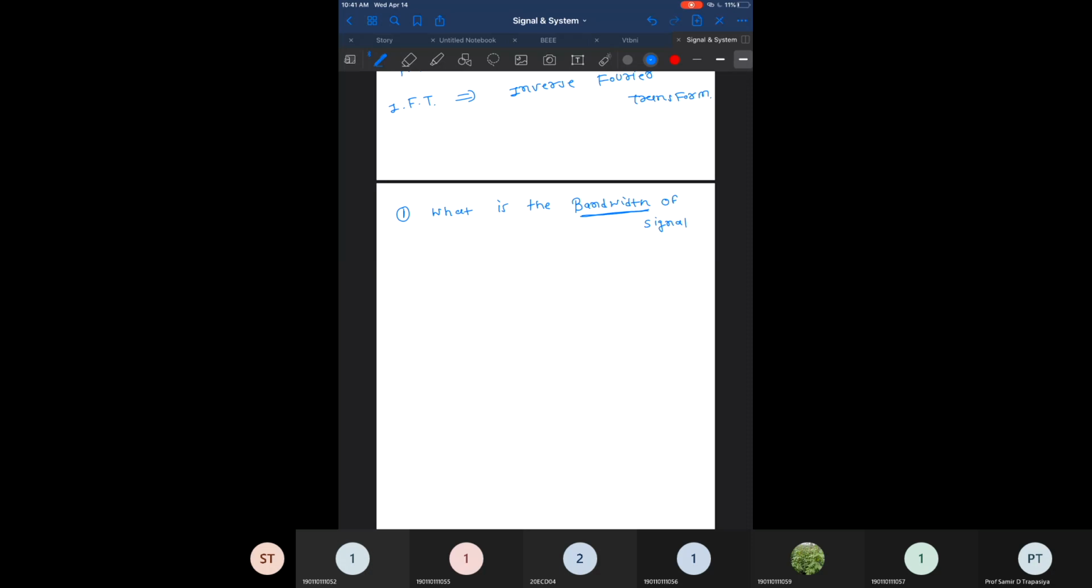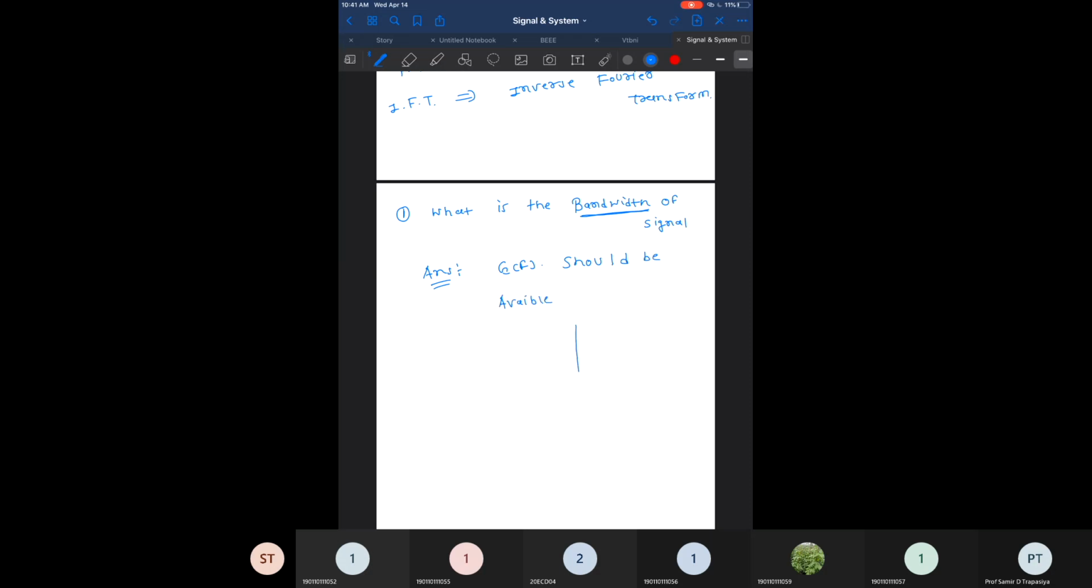These questions may not be answered if we have signals in the time domain, but if G of f, the frequency domain version of the signal, is available, then we can answer this question. So what is the bandwidth of the signal? The first requirement is that G of f should be available.